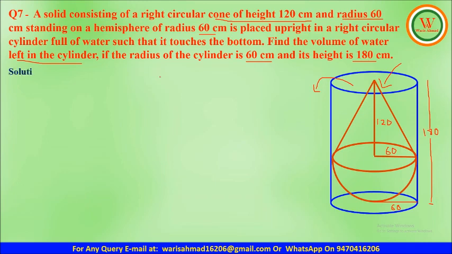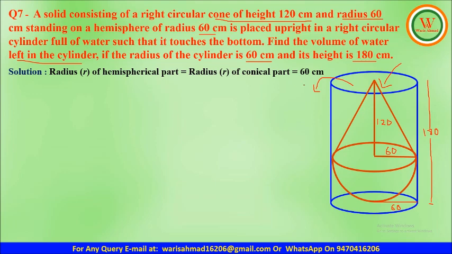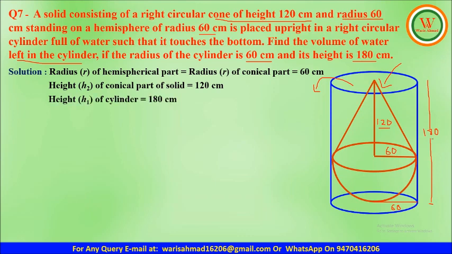Here we can write radius r of the hemispherical part will be equal to the radius of the conical part, and both are equal to 60 centimeter, because the radius of hemisphere and cone are both equal. The next line we can write here, height of conical part is equal to 120 centimeter. It is already mentioned here. The next line we can write here, height of cylinder, which is already given as 180 centimeter, and radius of cylinder is also given, that is equal to 60 centimeter.